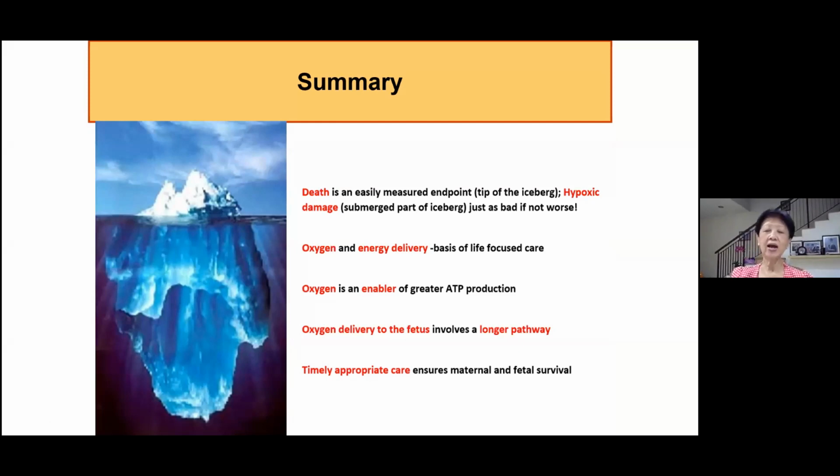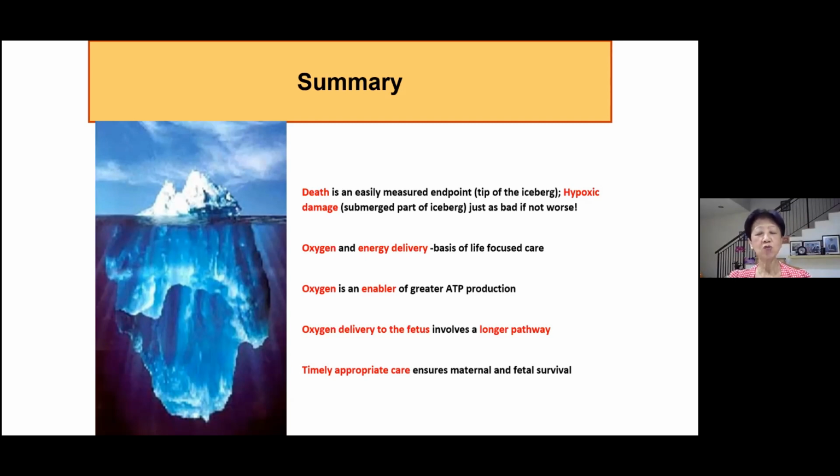So in summary, what I have actually been trying to share with you is I've really focused on death, yes, because it is an easily measured endpoint, because it's the tip of the iceberg. Hypoxic damage, which is the submerged part of the iceberg and is also reflected as energy failure to a certain extent, is just as bad, if not worse. And oxygen and energy delivery is actually the basis of life-focused care. And you would agree, oxygen is an enabler of greater ATP production, which our cells need.